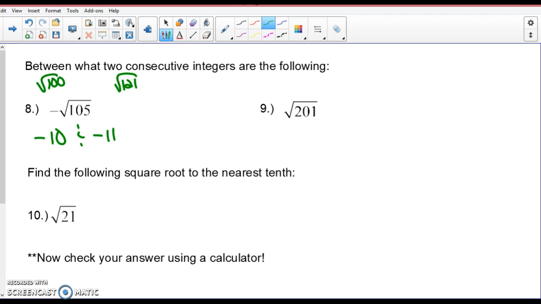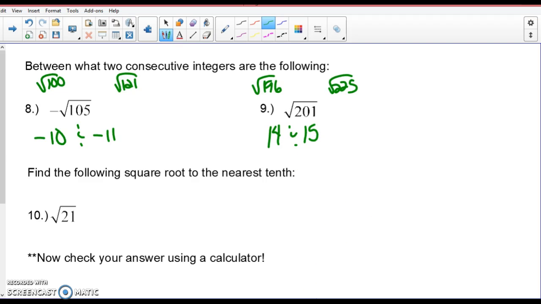What about the square root of 201? What two perfect squares is that in between? And if you know your perfect squares, this makes this easy. 196 and 225. The square root of 196 is 14, and the square root of 225 is 15.